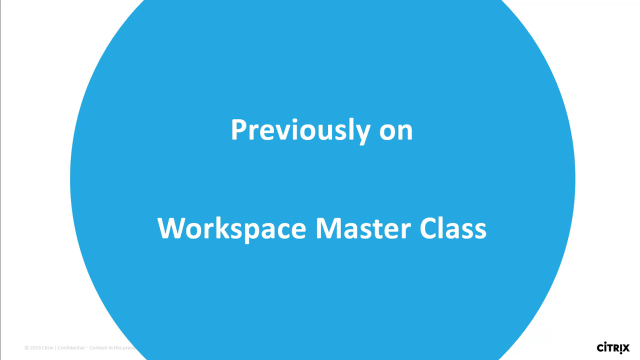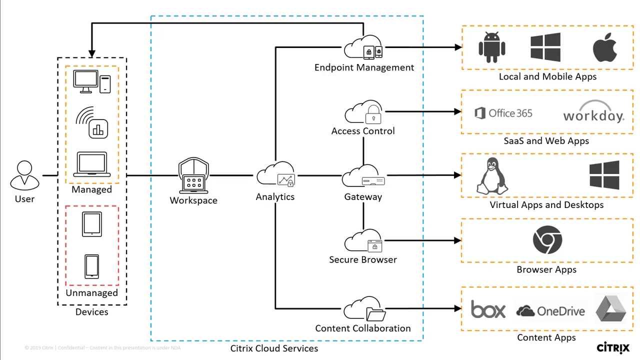Now, this is the fourth episode, and here's what you might have missed in the last one. In the first three, we built this entire infrastructure, this entire workspace environment, where we added virtual apps and desktops, SaaS and web apps, local mobile, content, and browser apps, and integrated all this with unmanaged and managed devices. On the last episode, we focused on just one of those endpoint devices, Windows 10. We looked at how we could integrate a Windows 10 endpoint into this entire workspace, allowing endpoint management to manage Windows 10 endpoints. How do we incorporate content into Windows management with Citrix Files via content collaboration? We took a look at a lot of those different aspects.